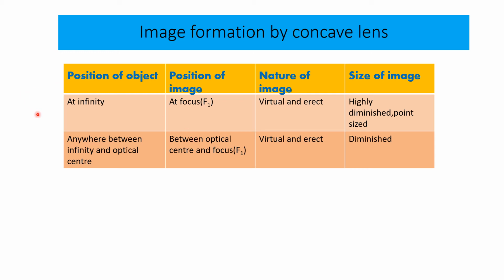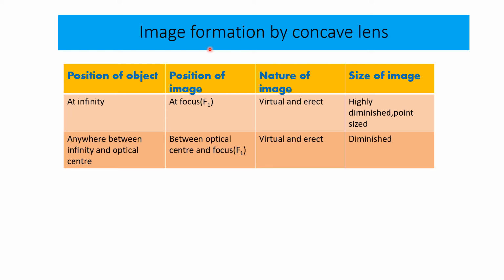Whenever the object is at infinity, we know that the image is going to be at focus only. And it is going to be highly diminished, point size also. Since it is diverging in nature, it is likely to diverge after refraction. That means the light rays are not going to meet after refraction. So we have to produce them. Whenever we are producing, the image formed would be virtual and erect. Second, how can you remember? There are two ways to remember. We remember that when the object is at infinity, a highly diminished image will definitely be formed. So diminished image, two cases, concave lens: D for diminished, D for diverging in nature. That way you can remember.